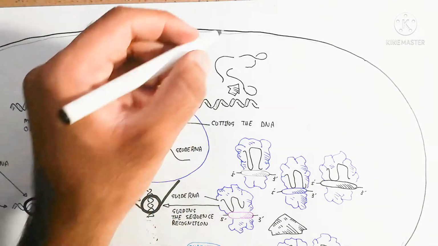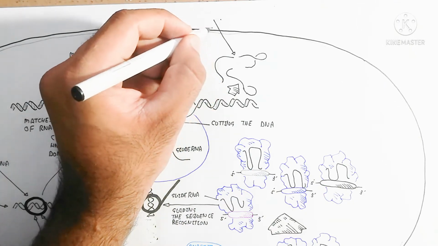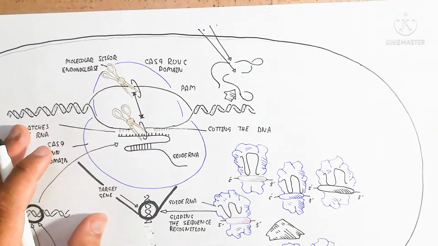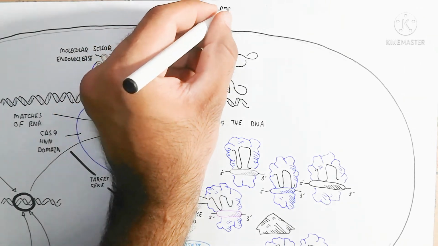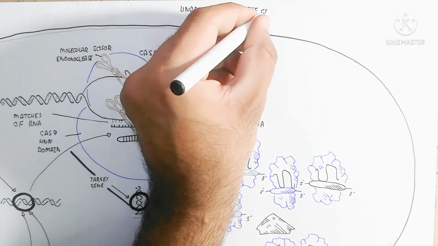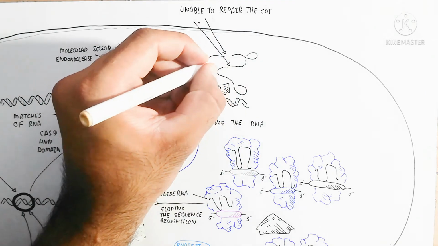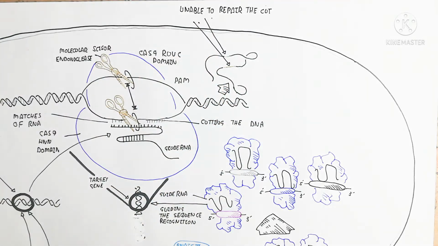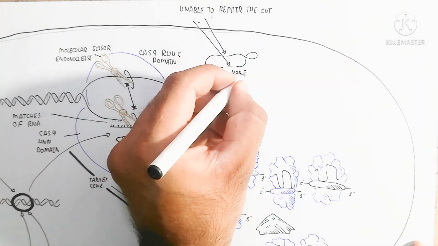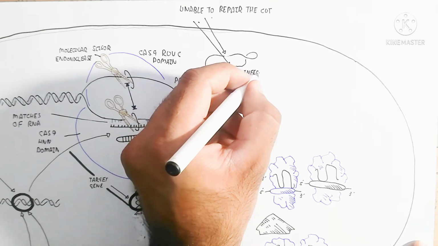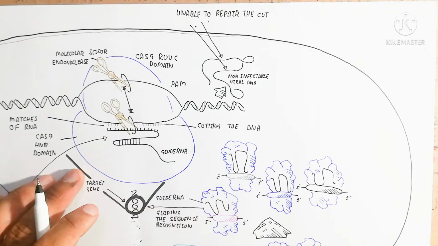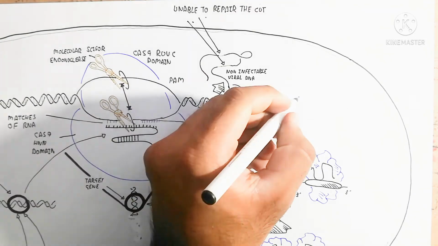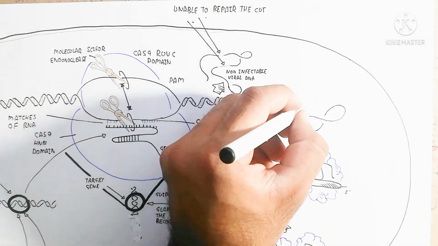So here is the viral DNA. Here is the PAM. That means the non-infectable viral DNA will be produced after the cutting. It is unable to repair the cut. It means the gene is inactivated, and it is unable to bind with the bacterial DNA. It means the viral DNA is silenced or inactivated.